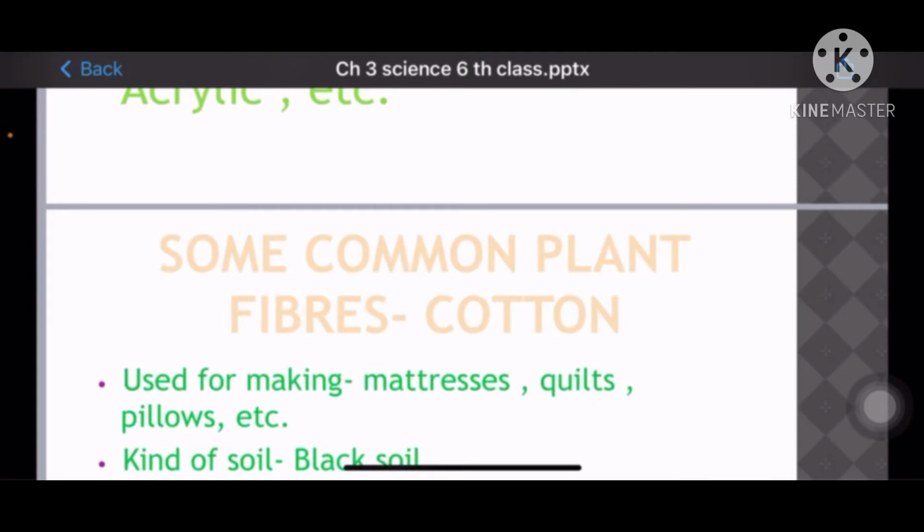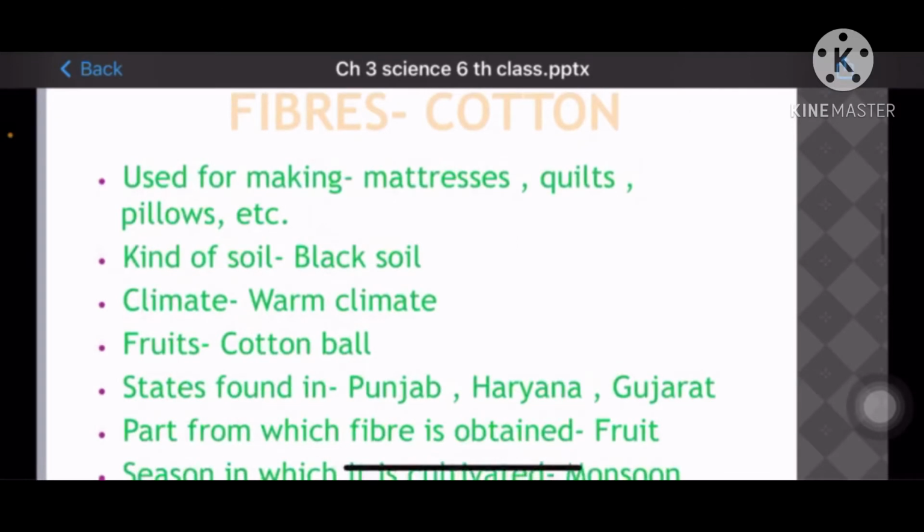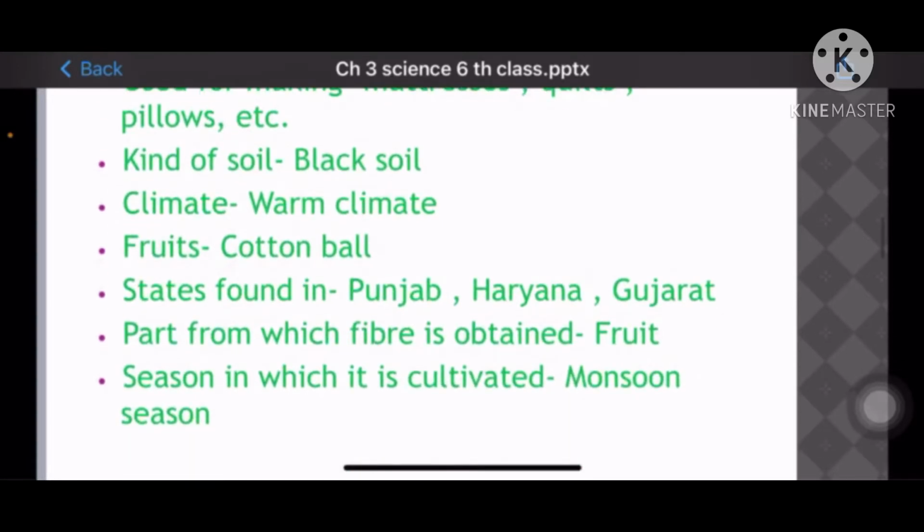Some common plant fibers. First is cotton. Cotton is used for making mattresses, quilts, pillows, etc. Kind of soil in which it is found is black soil. Climate in which it is grown is the warm climate. Fruits, cotton ball, from which we obtain cotton. State in which it is found: Punjab, Haryana, Gujarat. Part from which fiber is obtained is fruit. Season in which it is cultivated is monsoon season.